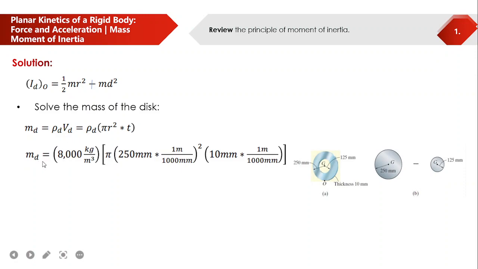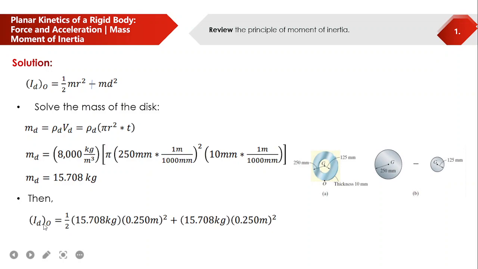So solving for the mass, you have your density 8,000 kilograms per cubic meter times pi times R squared. Your R is 250 mm. Convert natin sa meters by multiplying 1 over 1,000. Square that, times the height or the thickness, 10 mm, converted to meters by 1 over 1,000. So your mass is equals to 15.708 kilograms. Medyo mabigat-bigat konti.